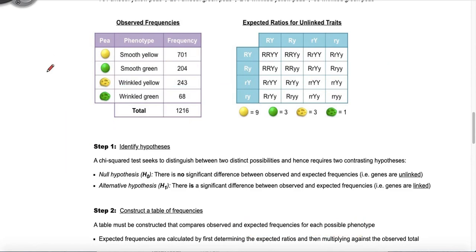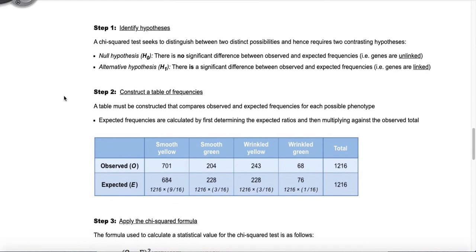So just like the steps said, first you're going to identify your hypotheses. And let's remember what a null hypothesis is. That means that there's no significant difference between observed and expected. And the alternative hypothesis is that there is a significant difference. So if there is a significant difference, we are going to assume that the genes are linked. And if there is no significant difference, we are going to assume that the genes are unlinked.